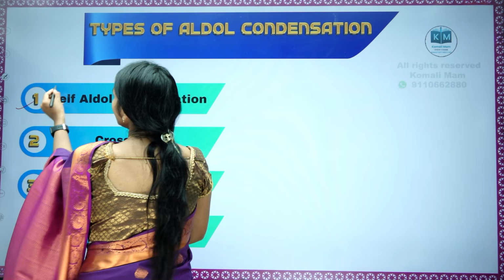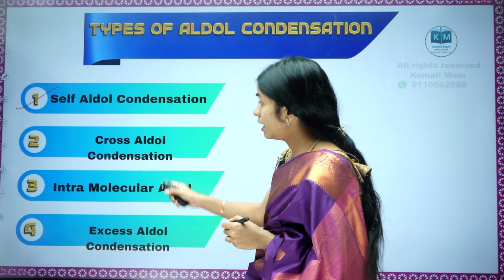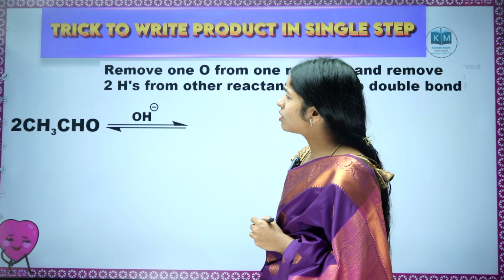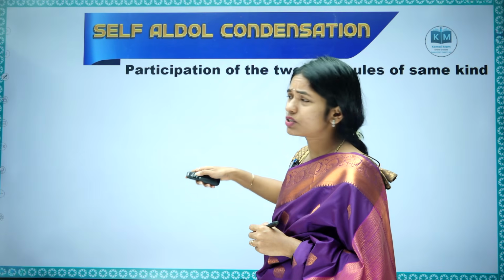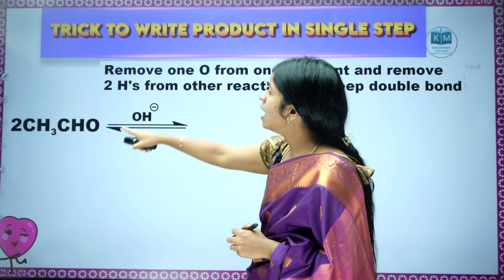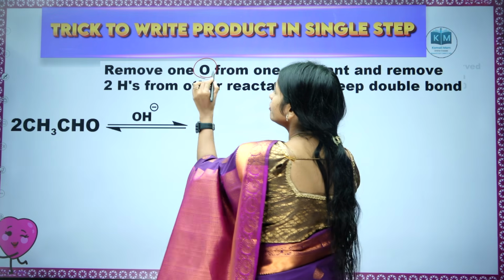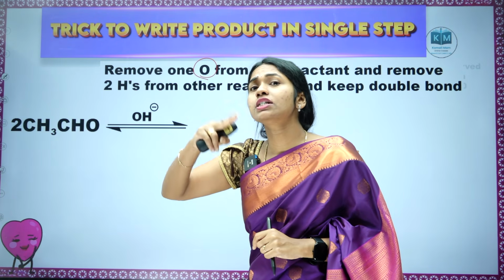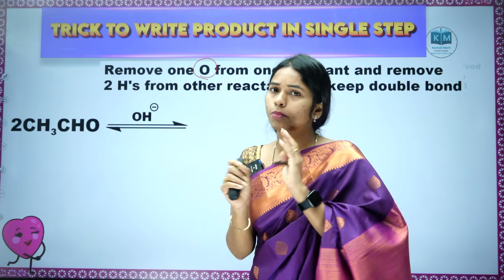Just now we discussed what is called self-aldol. Next one, cross-aldol condensation. What is this cross-aldol? Self-aldol means what we just discussed. What do we have to do in self-aldol? Remove one oxygen from one molecule, remove two hydrogens from the other, and just put a double bond over.